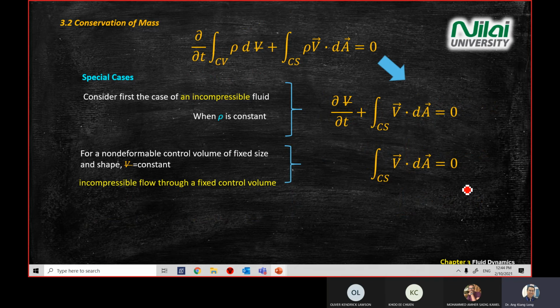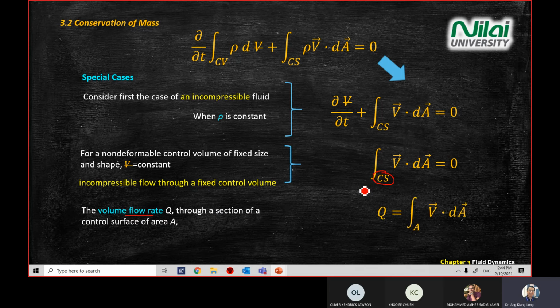So we continue with the incompressible case, where we now only have the integration over your control surface of velocity times dA equals 0. Then we can calculate the volume flow rate, Q, through the control surface area, with integration of velocity times dA.